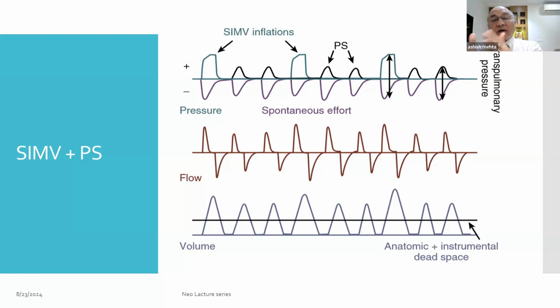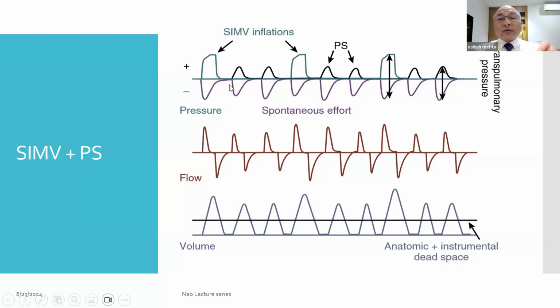SIMV mechanical breaths are not a problem. But when you are weaning them on SIMV mode, you try to put them on a rate of 30 and then 20. At that time, for all the spontaneous breaths, the baby has to breathe through this anatomical and instrumental dead space. How can I get out of that?